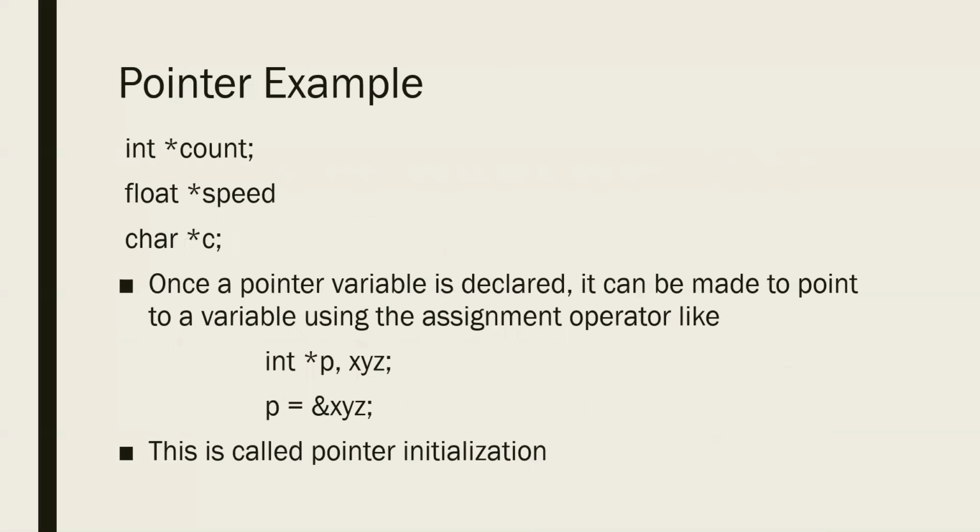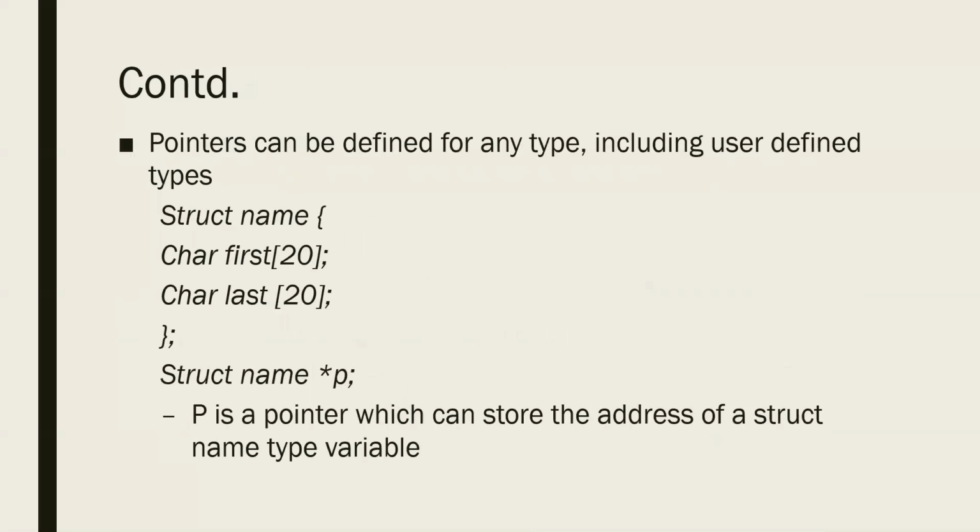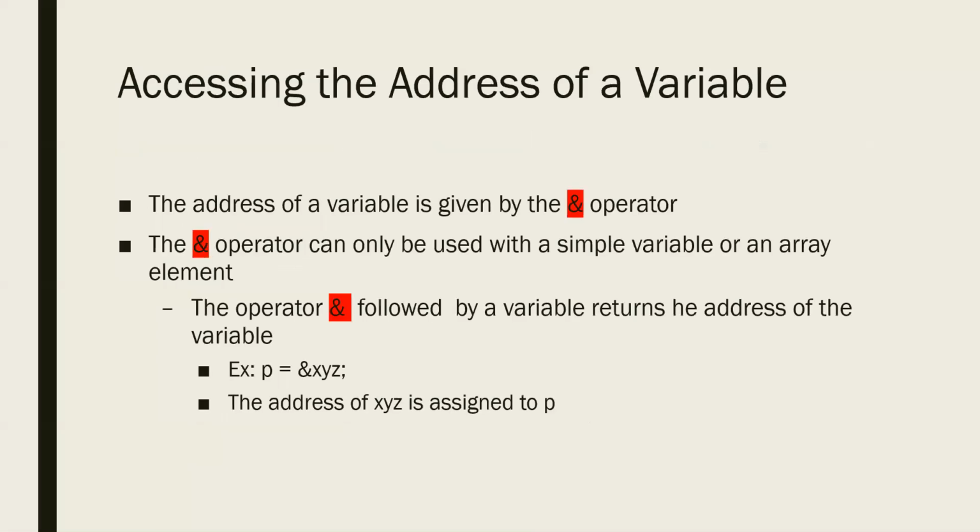Here is an example of a pointer. Once a pointer variable is declared, it can be made to point to a variable using the assignment operator. This is called pointer initialization. Pointers can be defined for any type, including user-defined types. P is a pointer which can store the address of a structure type variable.